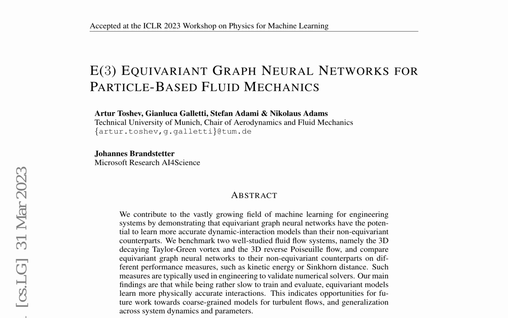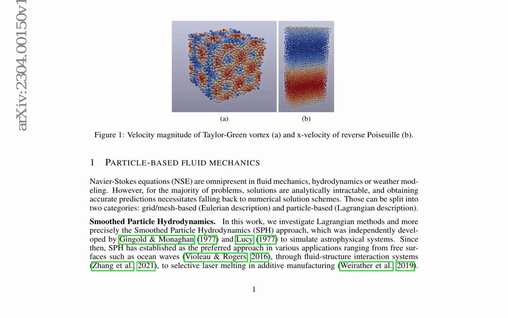One such particle-based method is smoothed particle hydrodynamics, or SPH, which was independently developed by Gingold and Monaghan and Lucy in 1977 to simulate astrophysical systems. Since its inception, SPH has become a preferred method in various applications, including free surfaces like ocean waves, fluid structure interaction systems, and selective laser melting in additive manufacturing.